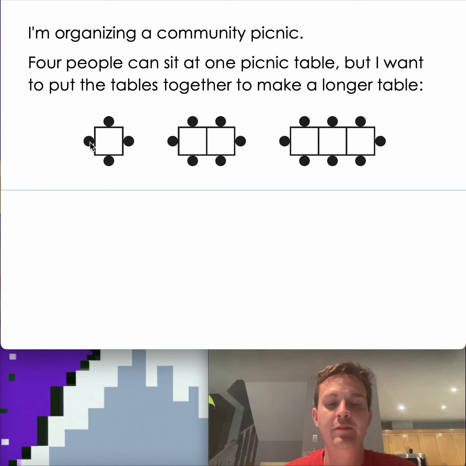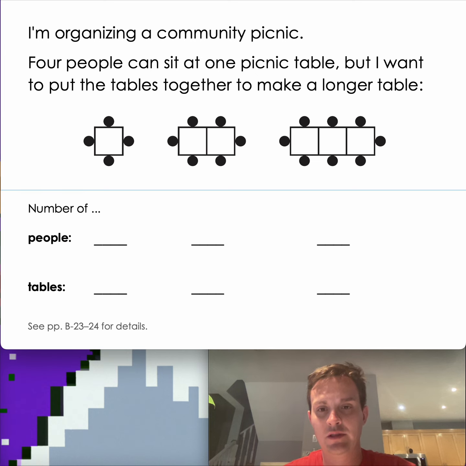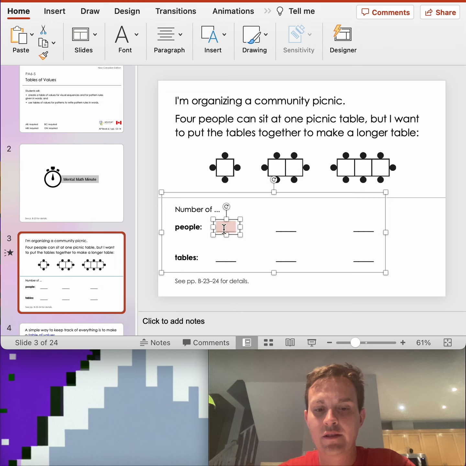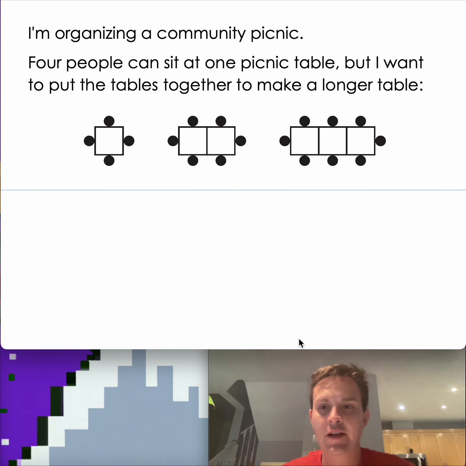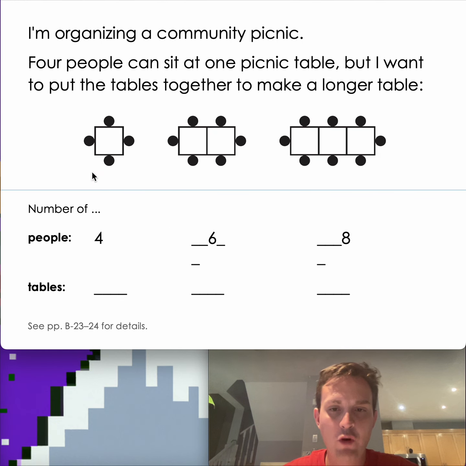If you want to track the number of people that can sit at the long table, to make sure that you set out enough plates and cutlery, maybe you want to write down the number of people at each table. So you could write down 4, 6, and 8. We have 4 people at this one, 6 people at that one, and 8 people at that one. So the number of people forms a sequence of numbers, 4, 6, 8, etc.